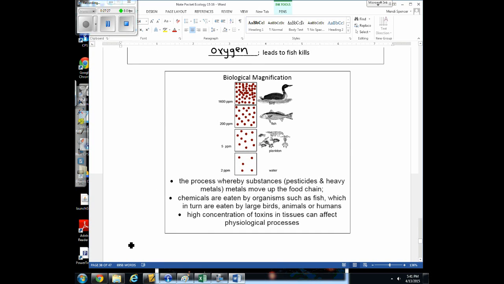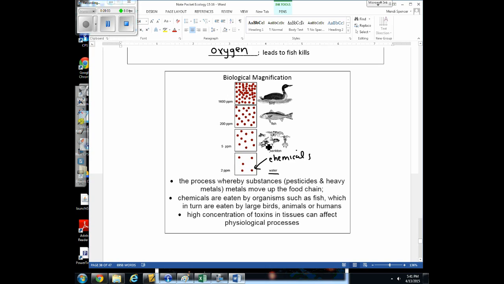Now, in biological magnification, what is occurring is that we have chemicals like pesticides and heavy metals that are introduced in the food chain. So what happens is these chemicals are put down or sprayed for whatever reasons, and they end up in water supplies, or they end up on the plants, and then our consumers take in these chemicals. So they eat the plants that have these chemicals on them. Then we end up with these chemicals becoming concentrated in the tissues of these organisms.